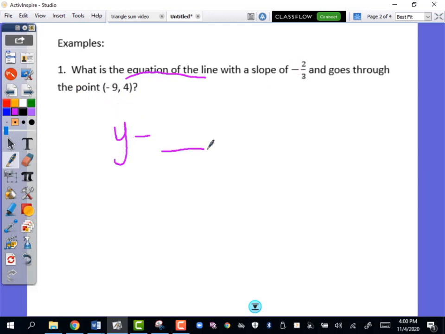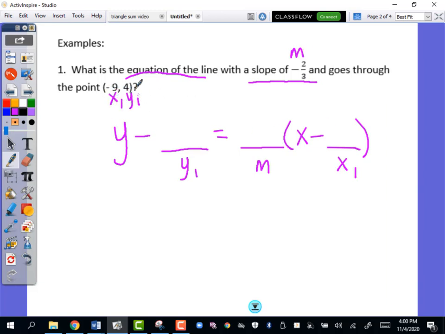So y minus blank equals blank, x minus blank. And this is coming from y1, and this is where I'm going to put slope, and this is where I'm going to put x1. Okay, and up here I'm going to label what is my slope, my m, and what am I going to label x1 and y1. So where's my slope? Oh, it says slope right here of -2/3. So I'm going to put an m, slope. Over here is my point. I'm going to label that x1, y1, just like we do when we're finding the slope using the formula.